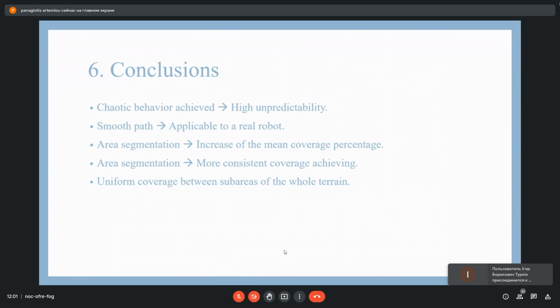Now, to conclude this presentation, a chaotic navigation algorithm was developed, which had the desired chaotic behavior. Also, restricting the motion of the robot led to a smooth path, which makes the system easily applicable to a real robot. And using the segmentation technique also increased the coverage itself and covered the area more uniformly. But most importantly, as I said, the coverage was achieved more consistently.